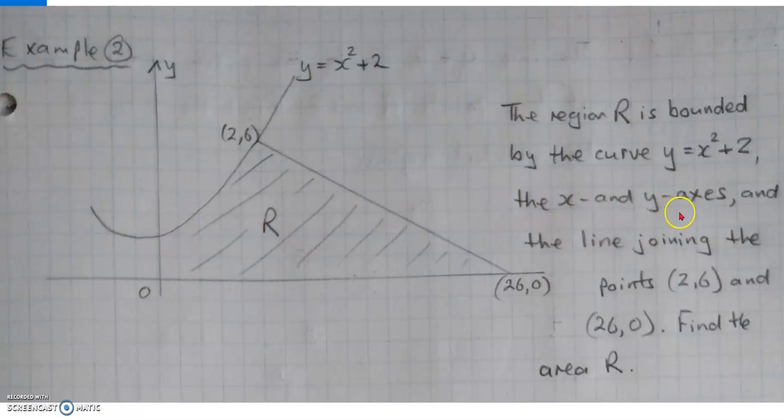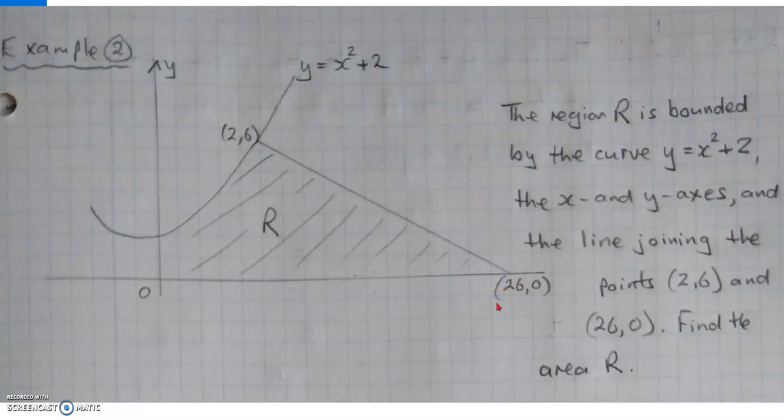The x-axis and y-axis, well, there's the bottom boundary, and there's the y-axis boundary there. And the line that joins the points (2, 6) and (26, 0). So it's bounded by that line, that line, that line, and this line. You've got to find its area.